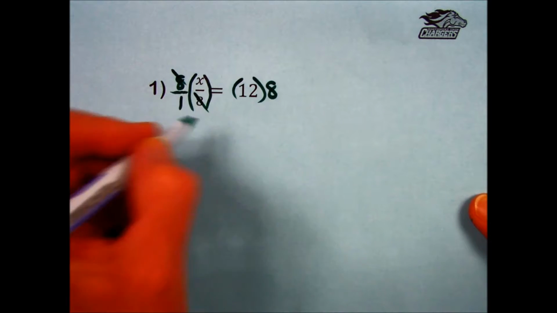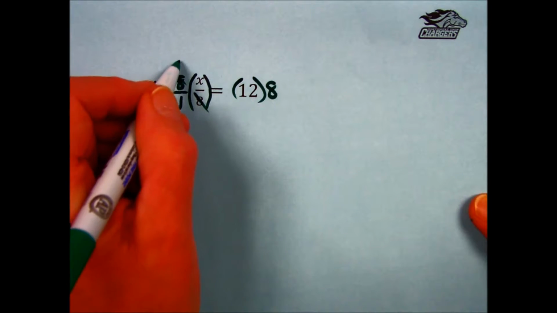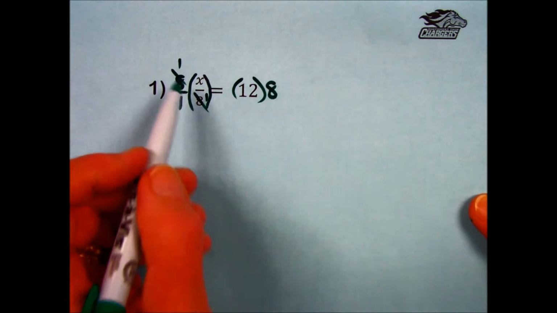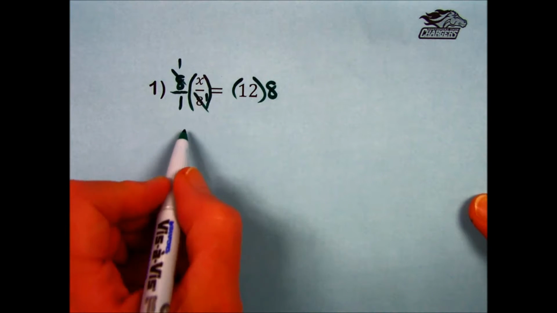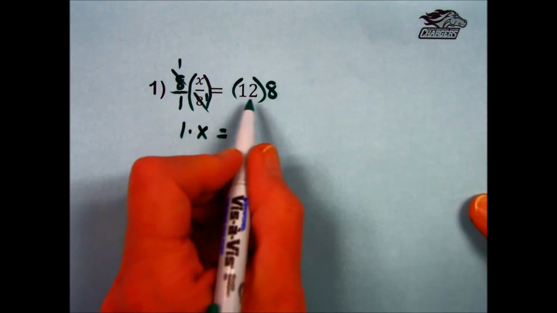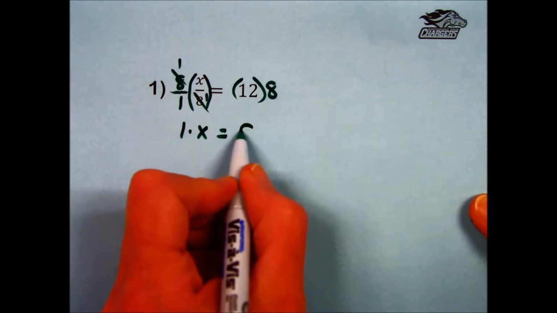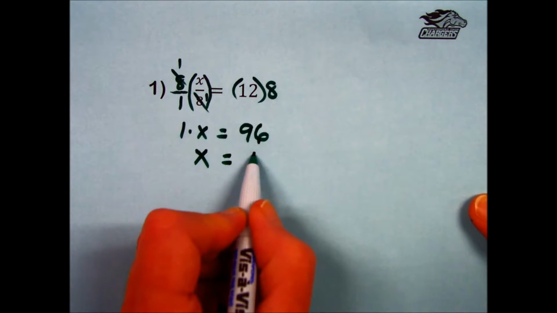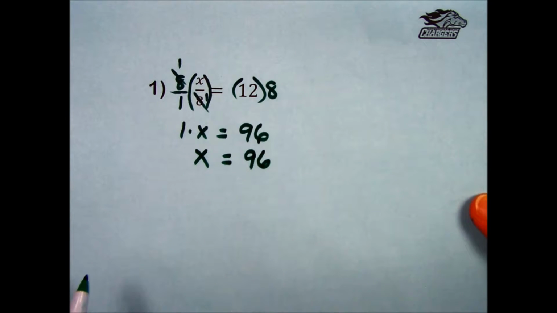Anytime you have the same number over the same number, 8 divided by 8 is a 1, leaving us with a 1x. 12 times 8, when we do the multiplication, we end up with 96. 1 times x on the left. Simplifying further leaves us with a solution of x is equal to 96.